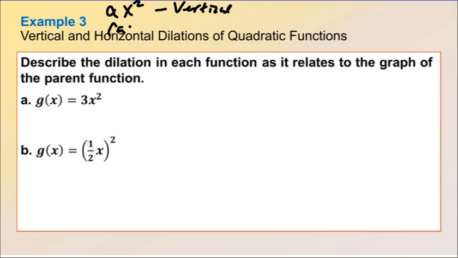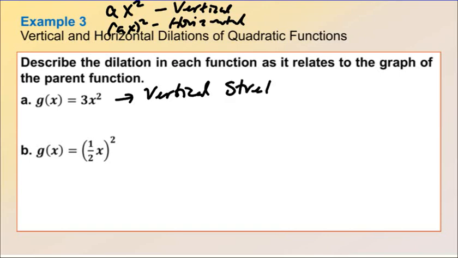When a is in parentheses, then this would be horizontal. So this would be vertical. And the absolute value of 3 is 3, which is greater than 1. So this would be a vertical stretch, and we would say by a factor of 3.